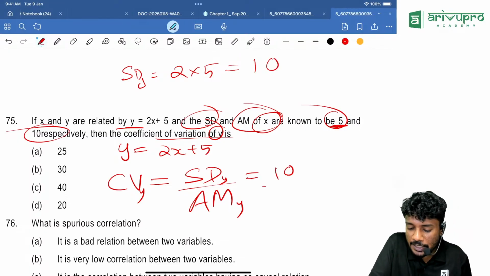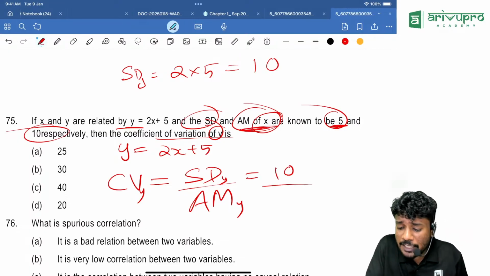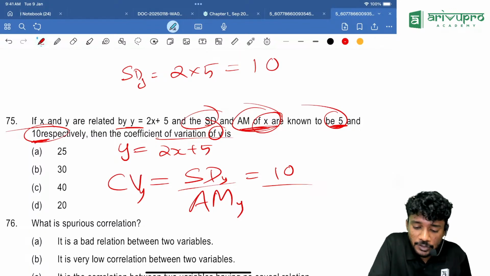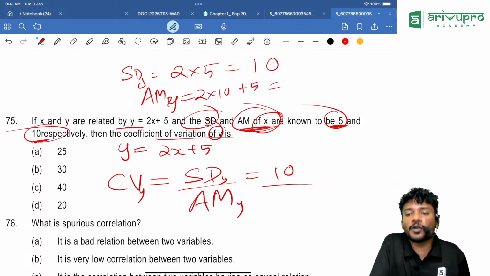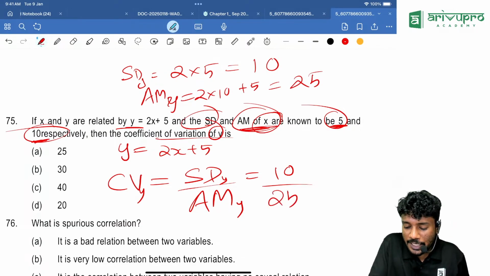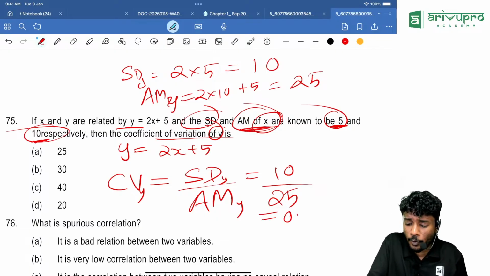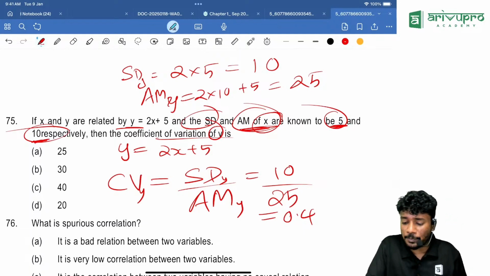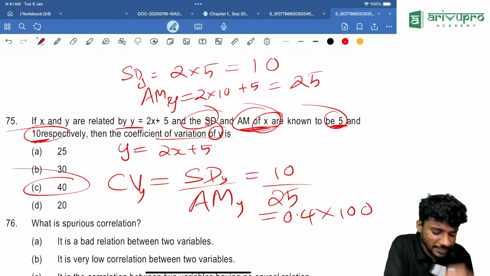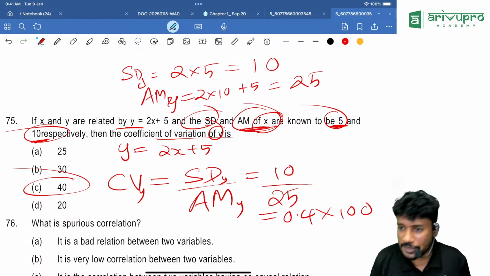Which is equal to 10 divided by the mean. Now, arithmetic mean of x is given. That is 10. So, arithmetic mean of y will be how much? 2 into 10 plus 5, which is equal to 25. So, 10 divided by 25. How much is it? 0.4. Since the answer is given in percentage, into 100, answer is option C, 40%.